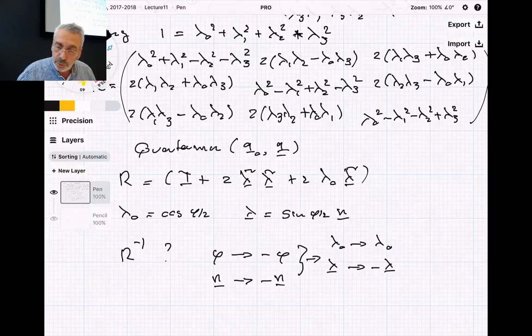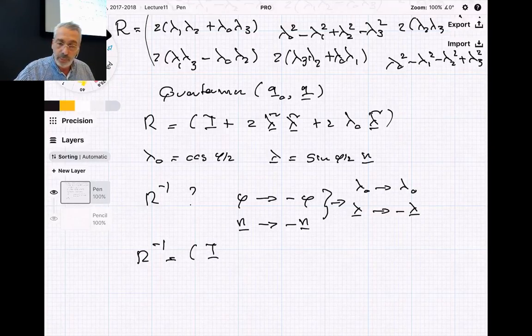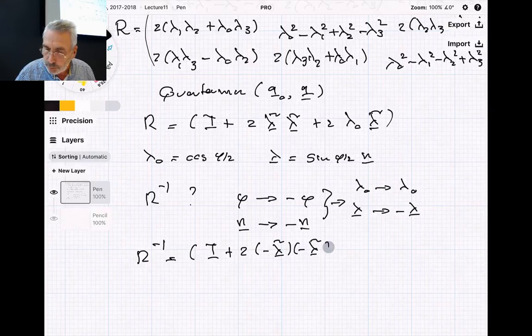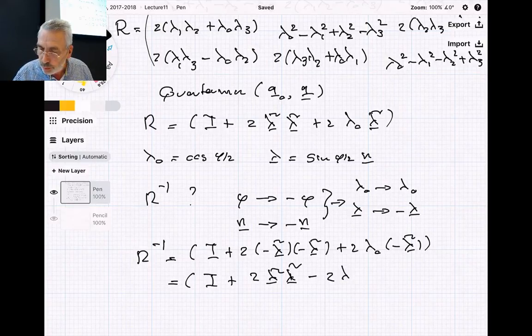And if we negate the vectorial part, what do we get? So apparently rotation minus 1 is, well, this remains the same. If we negate this once and we negate it twice, well, as you can see, minus lambda tilde times minus lambda tilde. Nothing much happens, eh? And then here we negate this once. Then apparently the result is I plus 2 times, here we have the same, lambda tilde squared. Those two minuses, they go away. And then minus 2 lambda 0 lambda tilde.